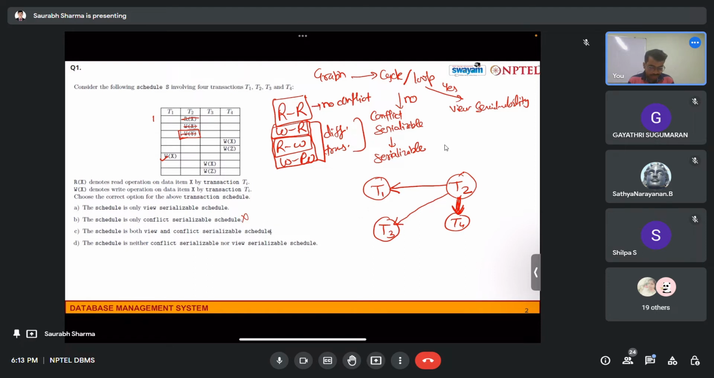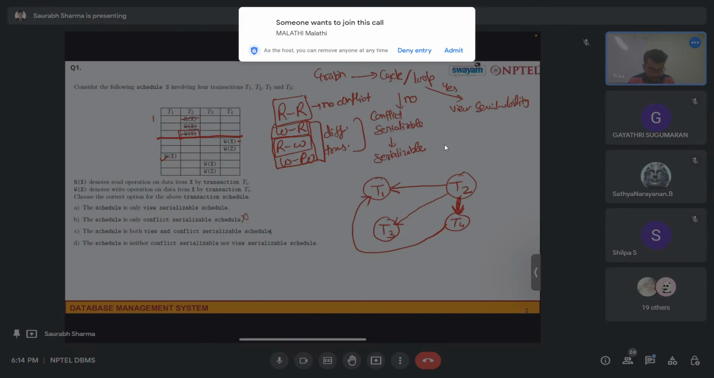Now coming to the next time, T4. T4 has started executing. The first thing is Wx. We are done till here. We have to see from this Wx and search for conflicting pairs. Very simple. Take this Wx. Now search in T1. Is there Wx? Yes. So there will be an edge from T4 to T1.